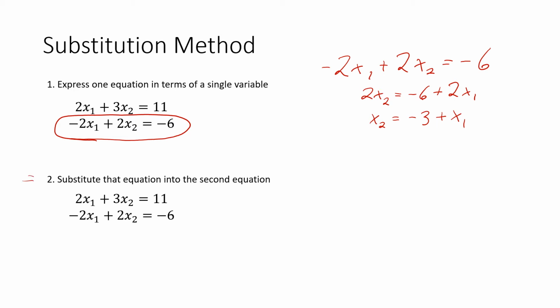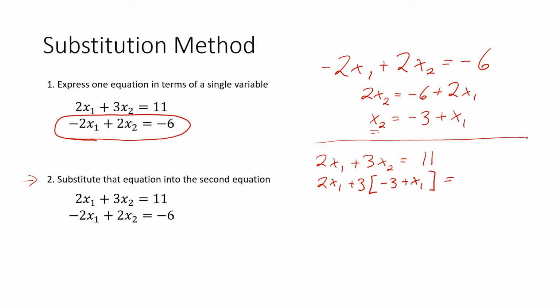So now I take my second step, substitute that equation into the second equation. So what's my second equation? 2x1 plus 3x2 equals 11. Now I know what x2 is equal to, so I plug it in there. So I get 2x1 plus 3 times, what's x2 equal to? Minus 3 plus x1 equals 11. Solve it out, simplify it. 2x1 minus 9 plus 3x1 equals 11.